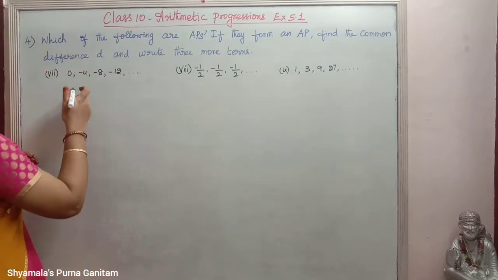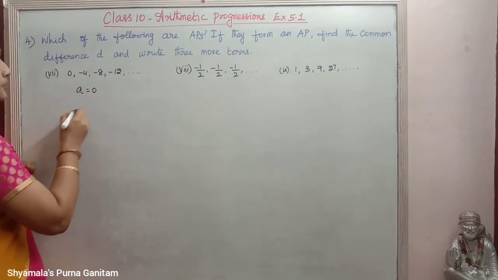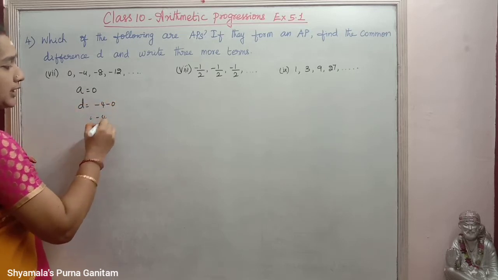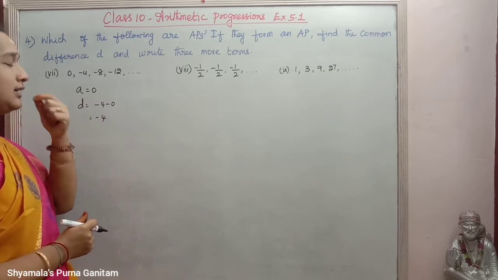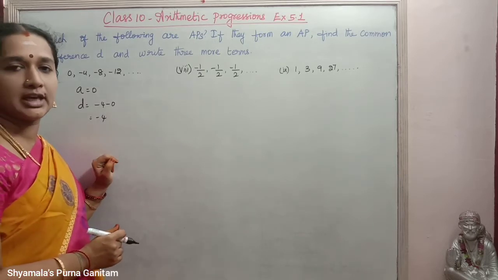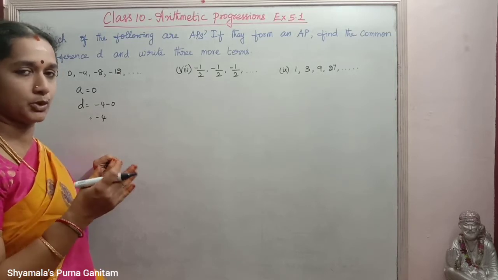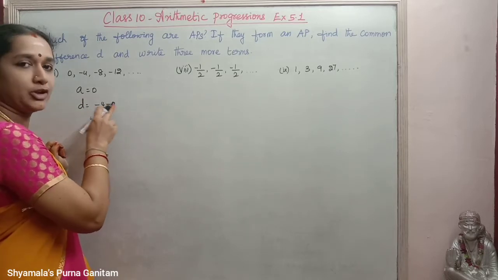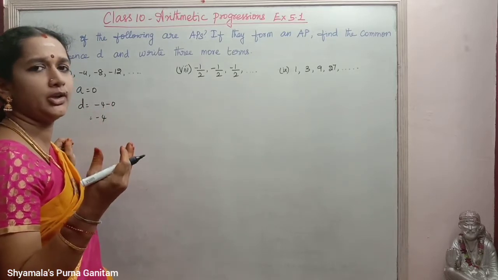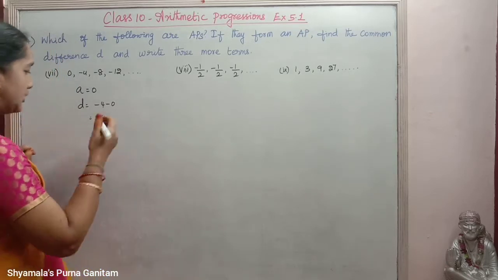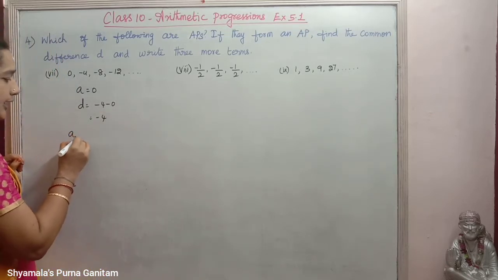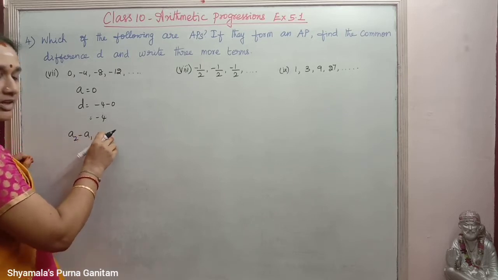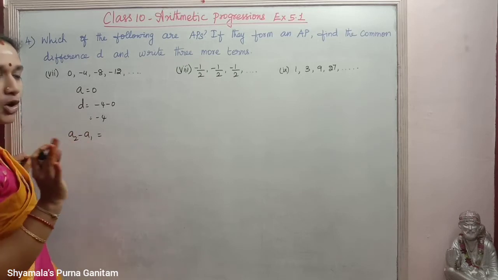In the question, the first term A is 0 and the common difference is -4 minus 0, so we are getting -4. For checking whether the given terms are in AP, one more thing we can do, same procedure only. D is A2 minus A1. Next we check A3 minus A2. It is the same thing in a different format.